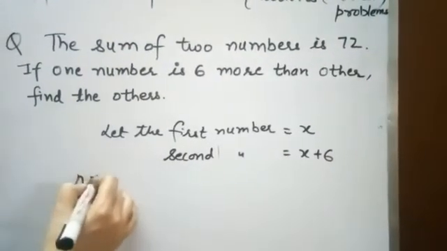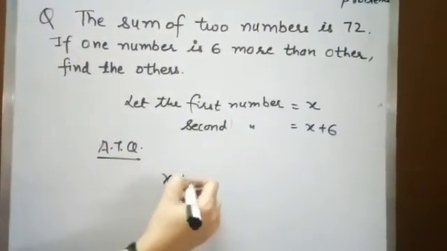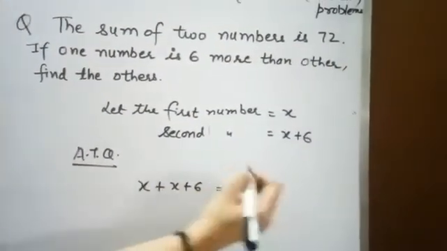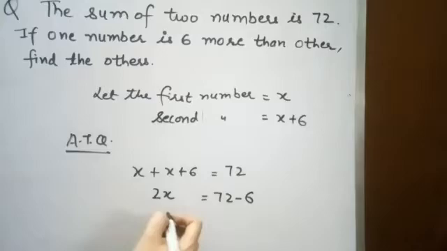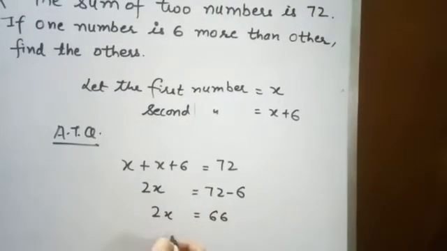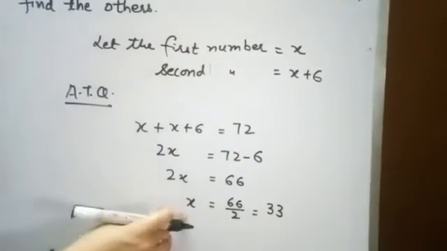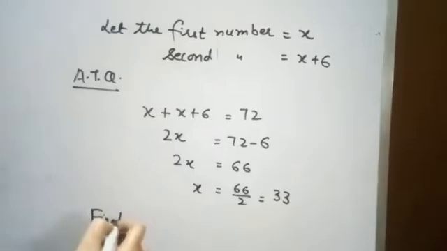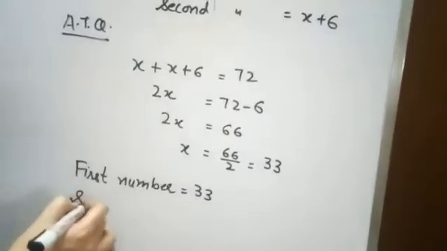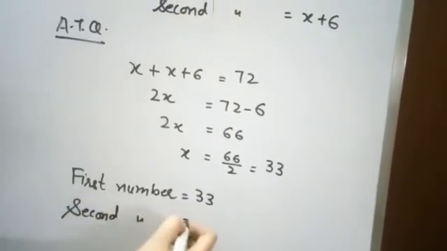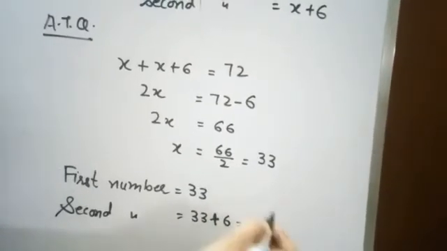Now ATQ, what is given to us? The sum of these two numbers, x and x plus 6, is 72. x plus x is 2x, and the 6 has to be shifted to the RHS, minus 6. 2x is equal to 66, x is equal to 66 by 2, 33. We have found the first number. The first number is 33 and the second number is 33 plus 6, that is 39.